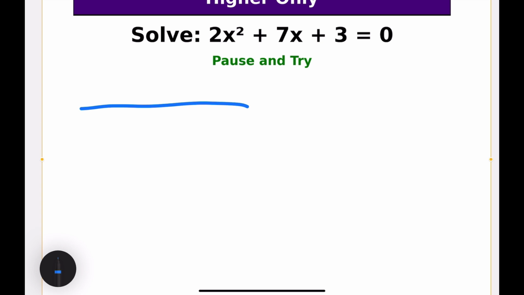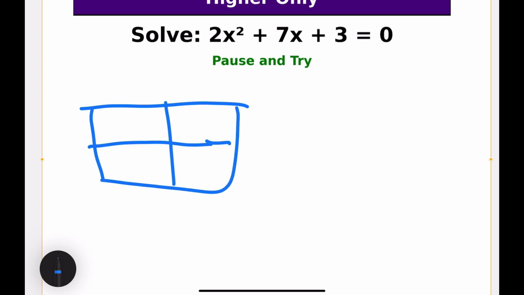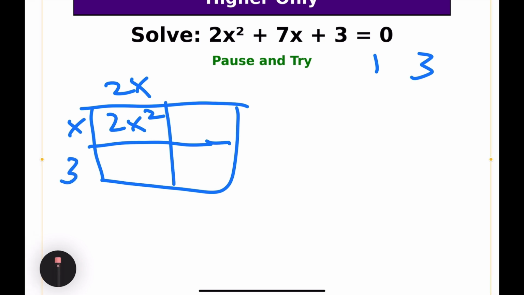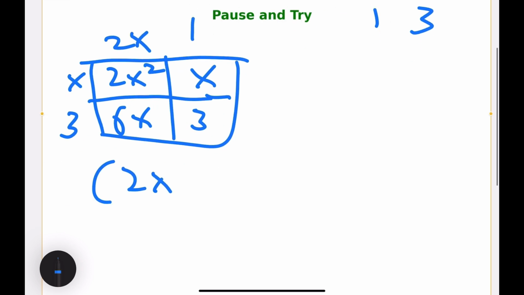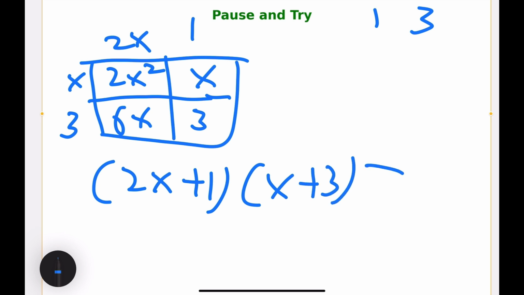Okay, so we'll draw the box. So the only factors of 2 are 2 and 1. So we know it's going to be 2x and x. And now let's write down the factors of 3. So that is going to be 1 and 3. So if we have 3 over here, 3 multiplied by 2x is going to be 6x. And then if we have 1 over here, that's going to make x. And they add together to make 7x, which is what we want. So it's going to be 2x plus 1 and x plus 3, but they're equal to 0.